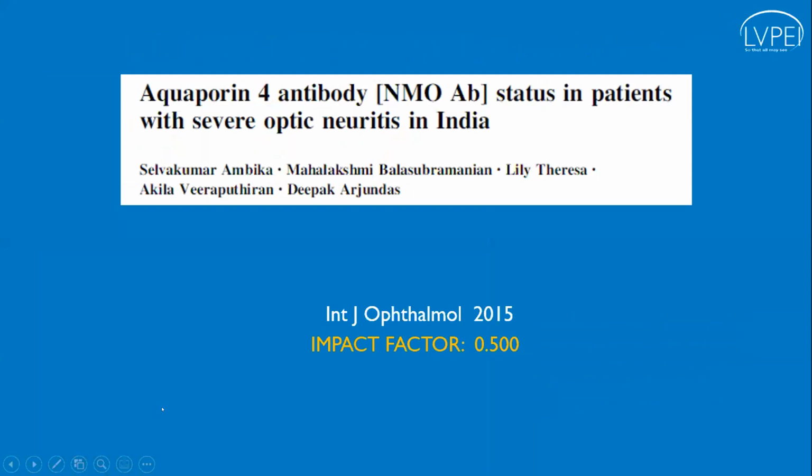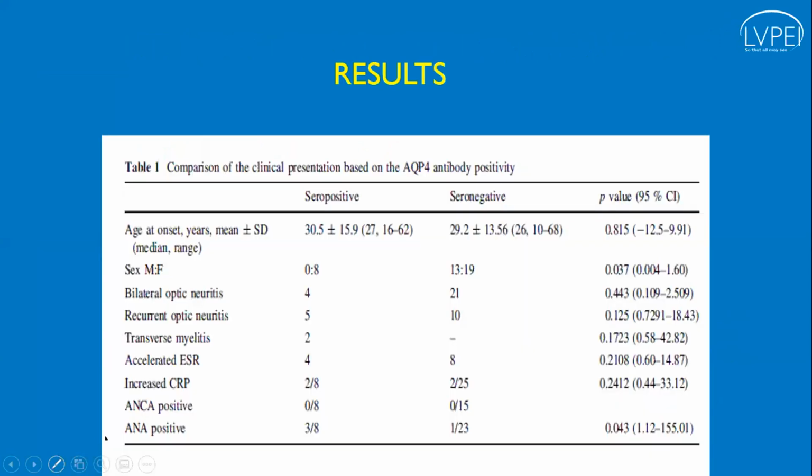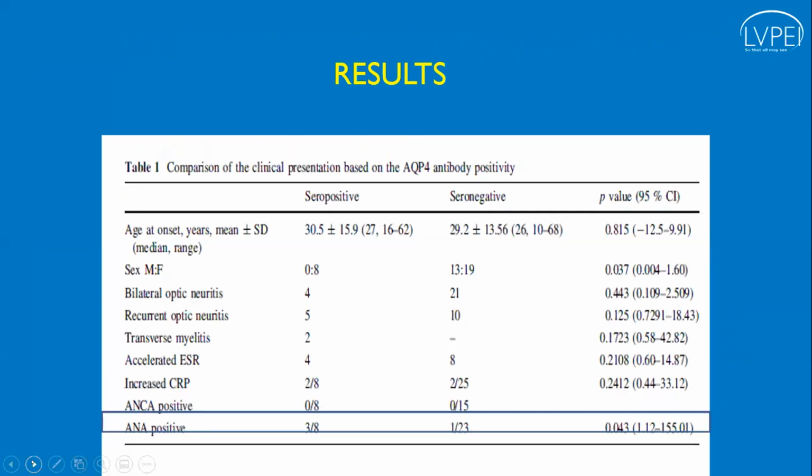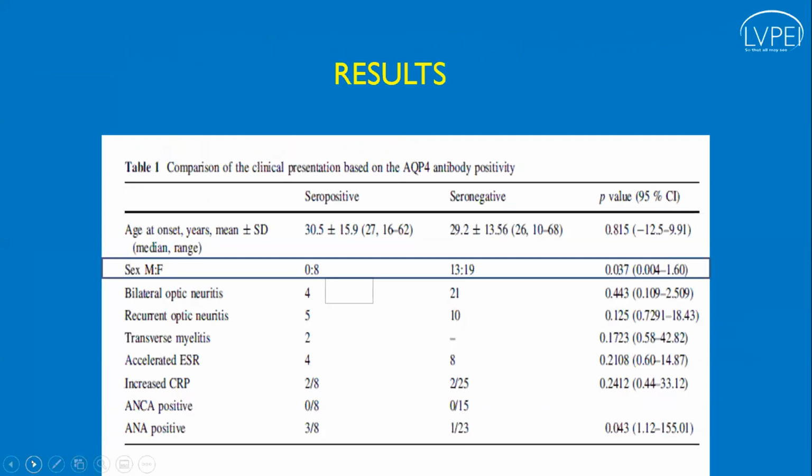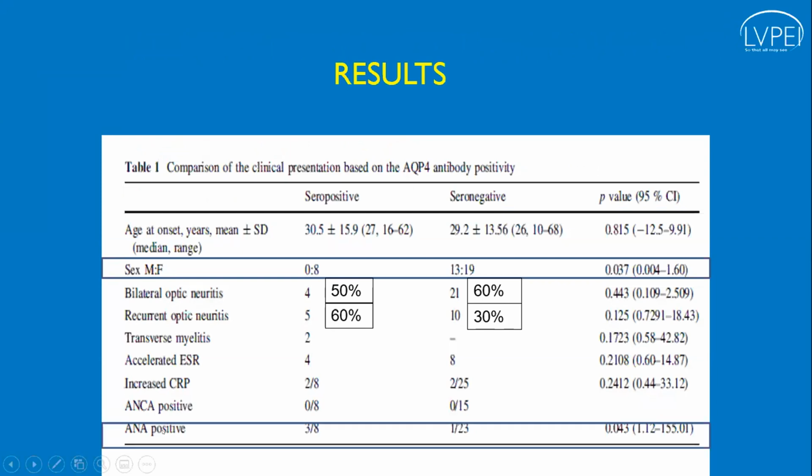Just briefly telling the experience from India, this is a very good study published a few years ago from Shankar Netralaya, which said that patients who have NMO tended to be more commonly female. They tended to have bilateral involvement, and recurrences were quite common in these patients. These patients might also have a common association with ANA positivity.